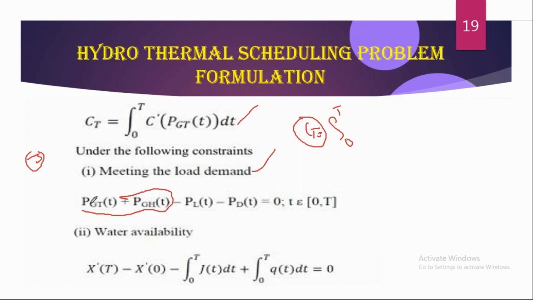So PGT is the power generation by the thermal power plant, PGH is the power generated by the hydro power plant, and power losses, power demand. When all 4 terms should be equal to 0, then we can meet the load demand. ఇలాంటి కండిషన్ లో మనం లోడ్ డిమాండ్ మీట్ చేయగలుగుతాం.